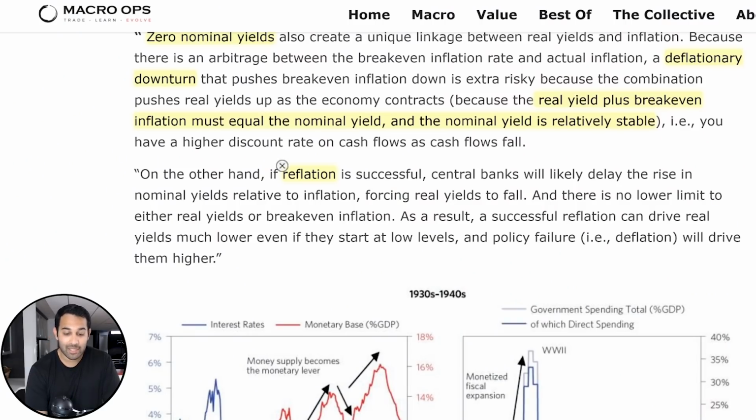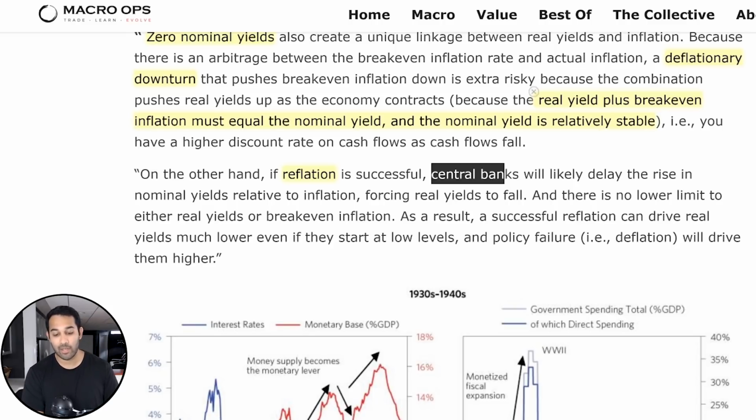And what did we just talk about? We need yields to stay low so that all these companies and all these people can keep paying off their debt. If these real yields explode higher though, that's a huge problem for the economy. So you got to keep them low. So the way to keep them low is if we have successful reflation. So to do that, the central banks will likely delay the rise in nominal yields relative to inflation, forcing those real yields to fall. So they'll focus on the inflation and leave the yields alone.